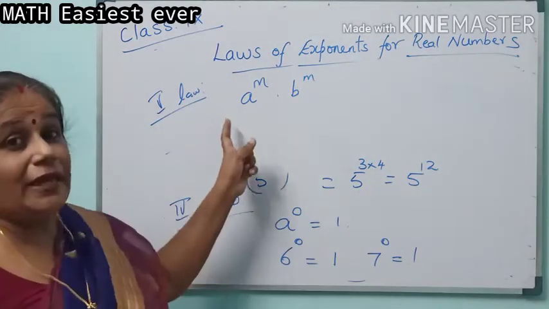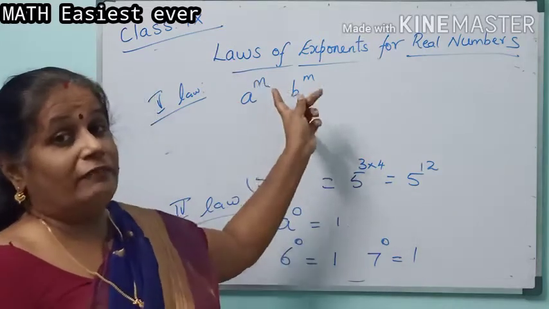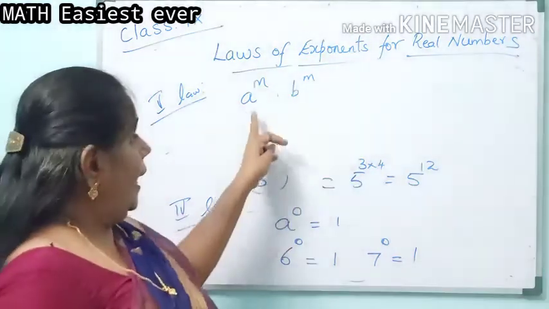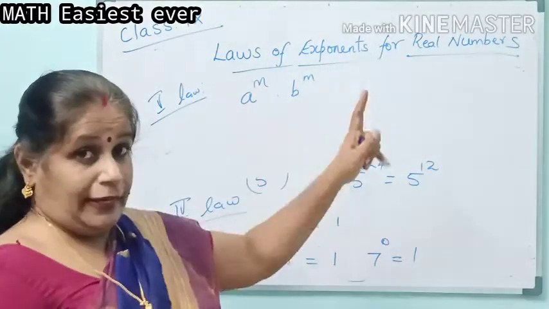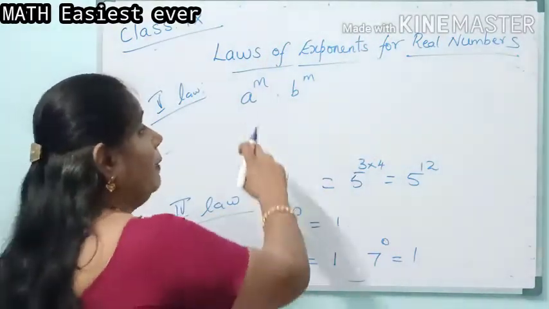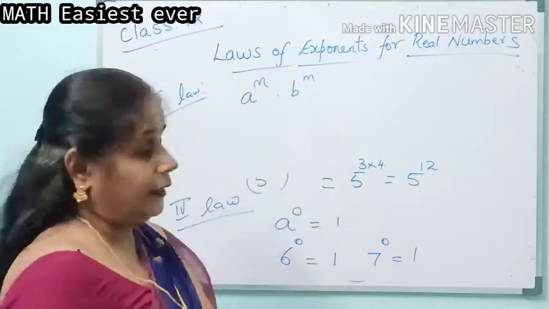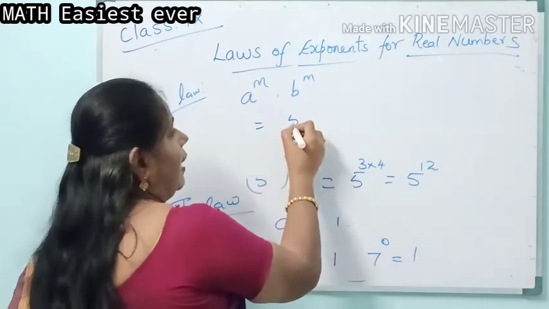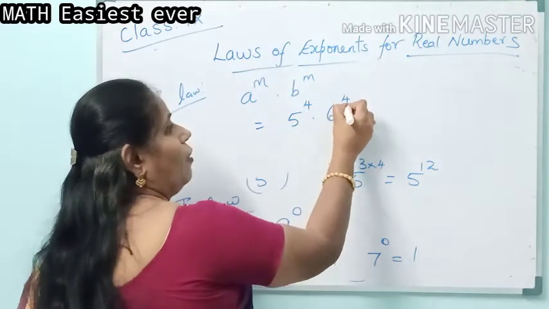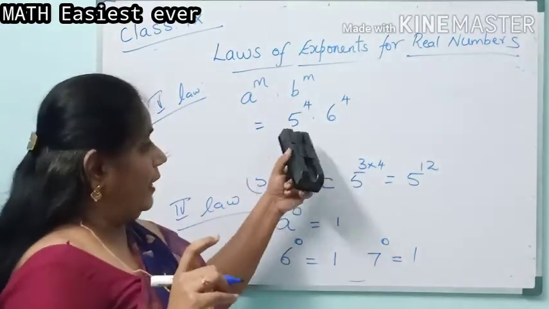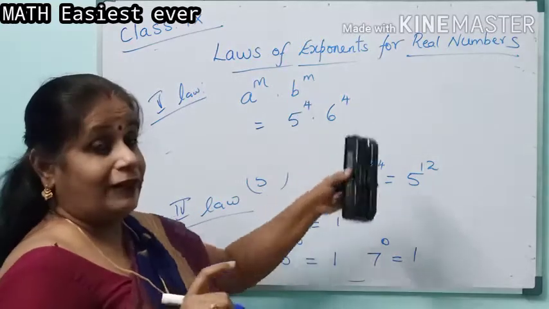That means the base is different and the power or index is the same. a^m, b^m is also raised to m. So m and m means you have to give the power the same but the base will be different. Okay, so what will you get? 5 raised to 4 into 6 raised to 4. The base is different, 5 and 6, and the power is the same.